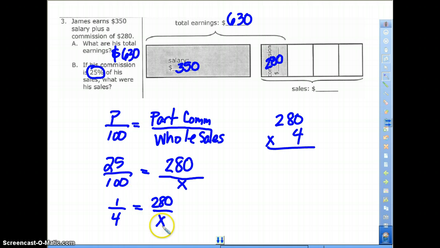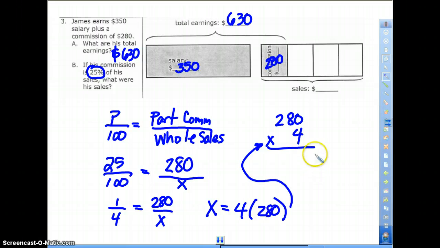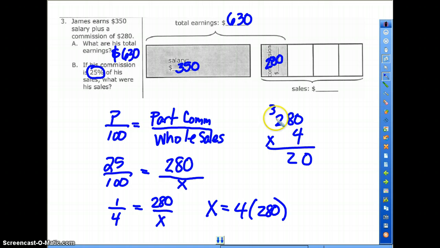Cross multiply because your cross products are equal. X equals 4 times 280. And isn't that what we're doing right here? Yeah, same exact thing. It works out. Multiply it out. Looks like his sales were $1,120. $1,120. Okay? Let's move on.